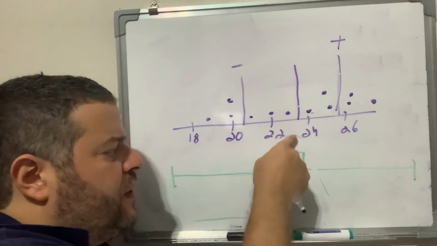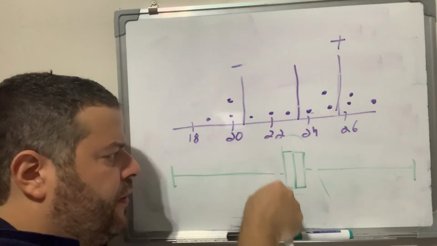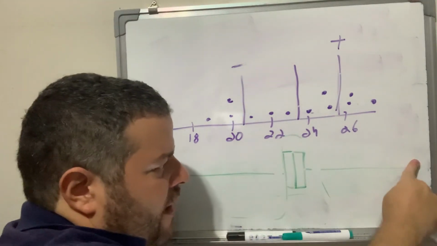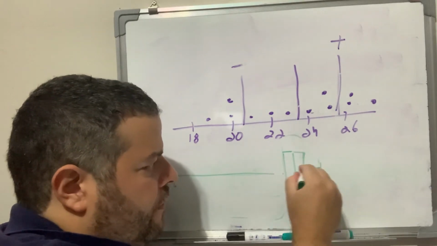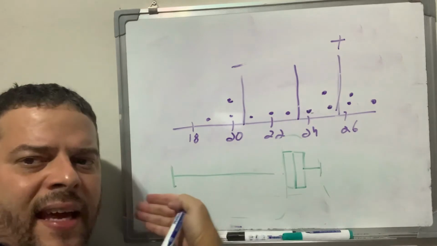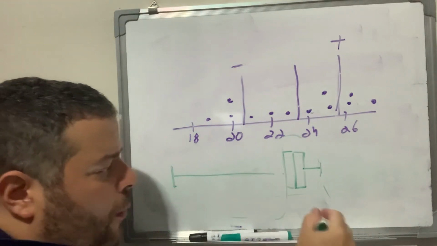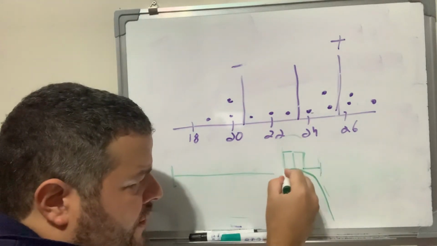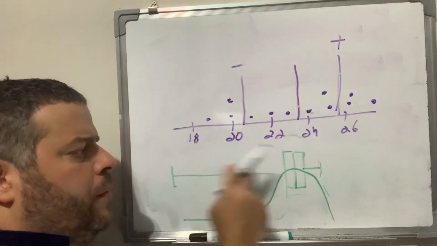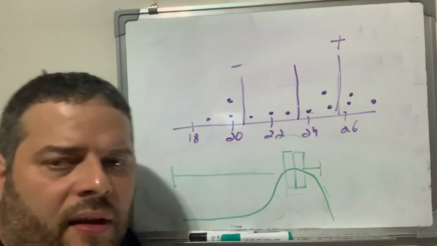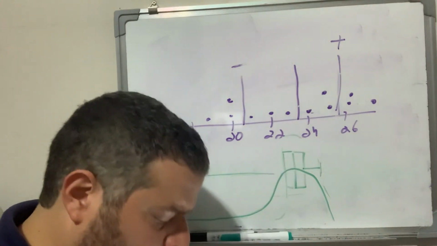Now, if I were to change one of these whiskers, let's say, for example, instead of having it here, now I would have my whisker be like this. This would be a negative or left skew, because I would have 75% of all my values here, and then 25% distributed throughout this first group, pretty much.